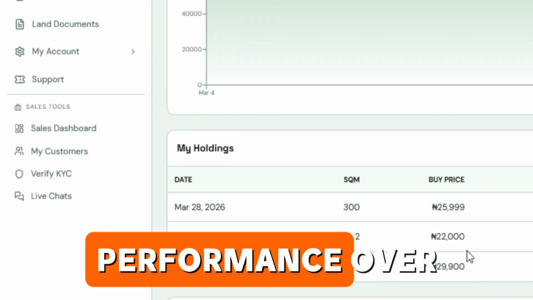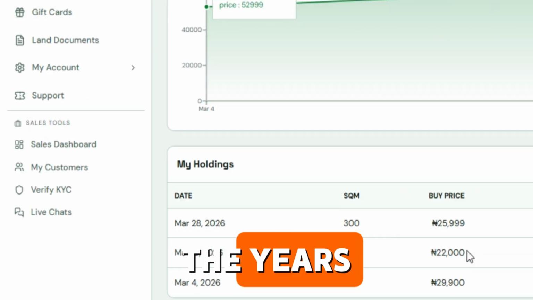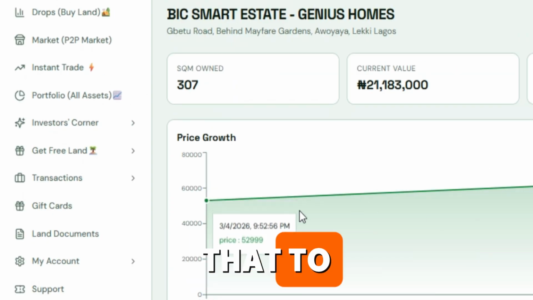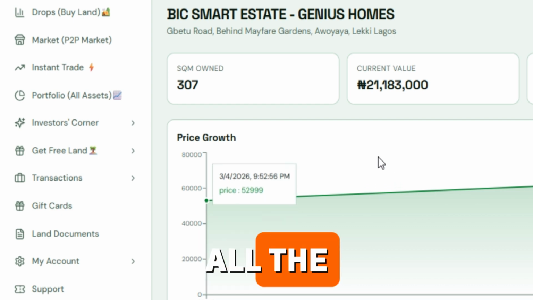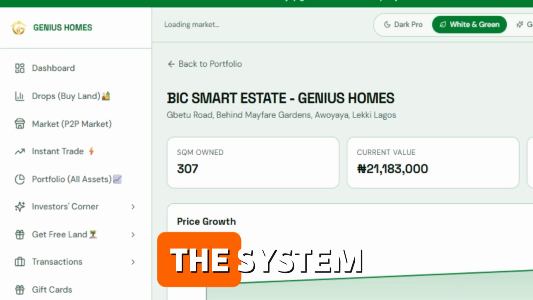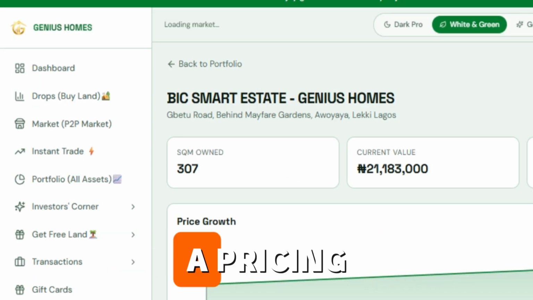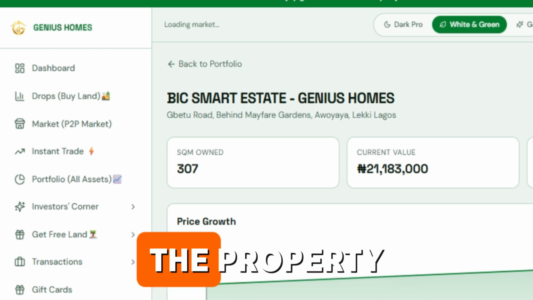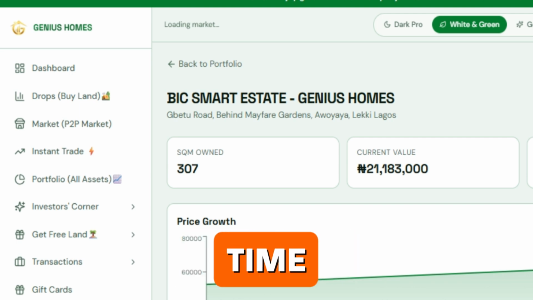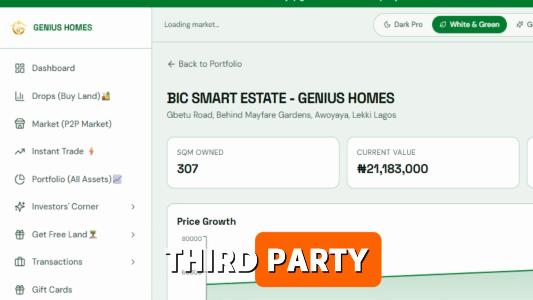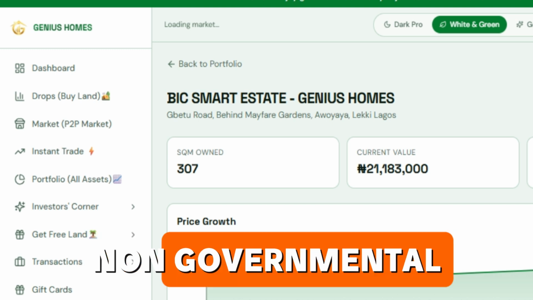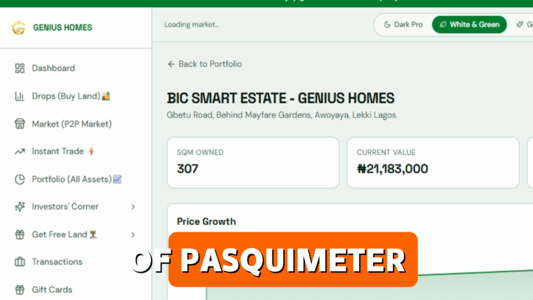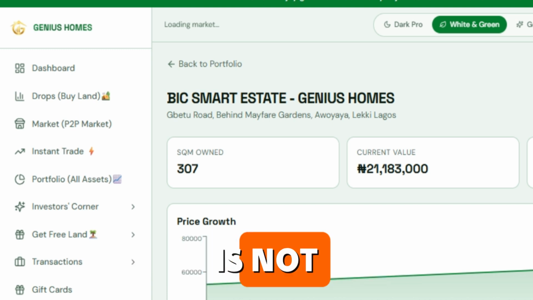Now on the portfolio, all assets, you're able to see all your assets and purchases, and you look at your performance over the months, over the weeks, over the years, and this is very, very important. Once you see that, you can always use it to make judgments. All the estate information is always displayed. The system automatically sets pricing based on development in the area, development in the property itself, and at the same time developments that are third party, governmental, non-governmental. These are the things that affect the price per square meter of your land, and this is not permanent.